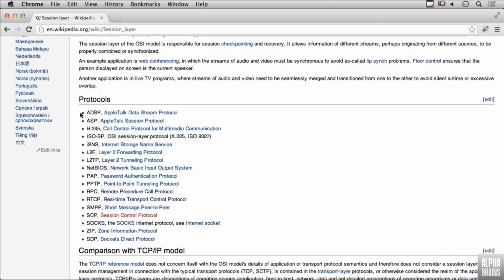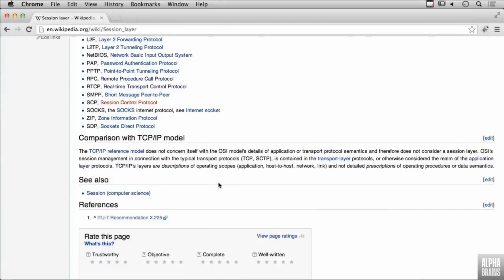A number of other protocols that fall into that you may be familiar with include NetBIOS and PPTP, as well as some of the AppleTalk protocols as well. It really fits in with layer 5 of the OSI model, and it goes into the application layer when we're talking about the TCP/IP architecture.